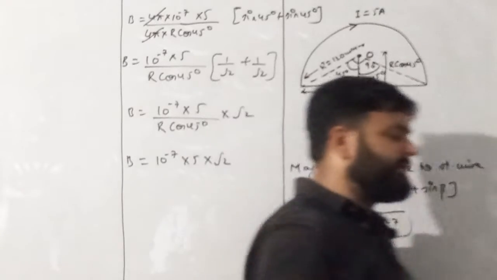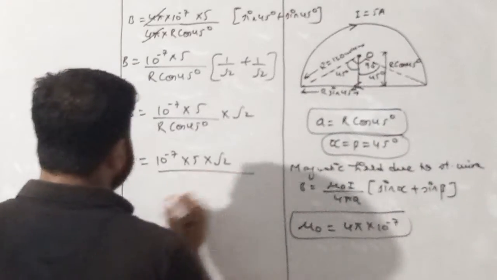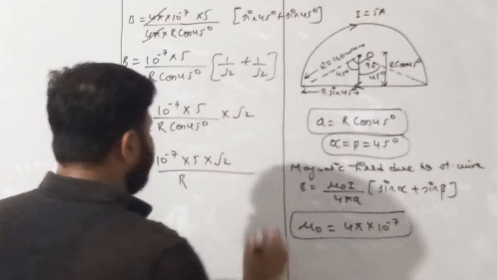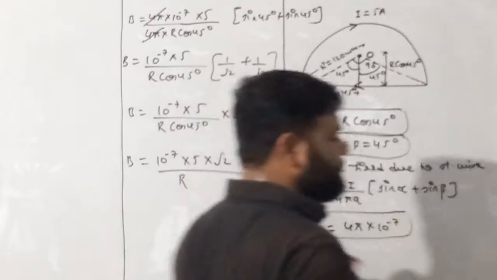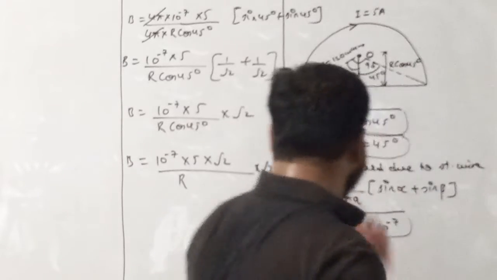I hope you all are understanding. The calculation is, it is divided by R and 1 by root 2 into 1 by root 2. I hope you all are understanding, my dear student. So let's calculate the value. Root 2 times 4 can be written as root 2, so this will be cancelled out.